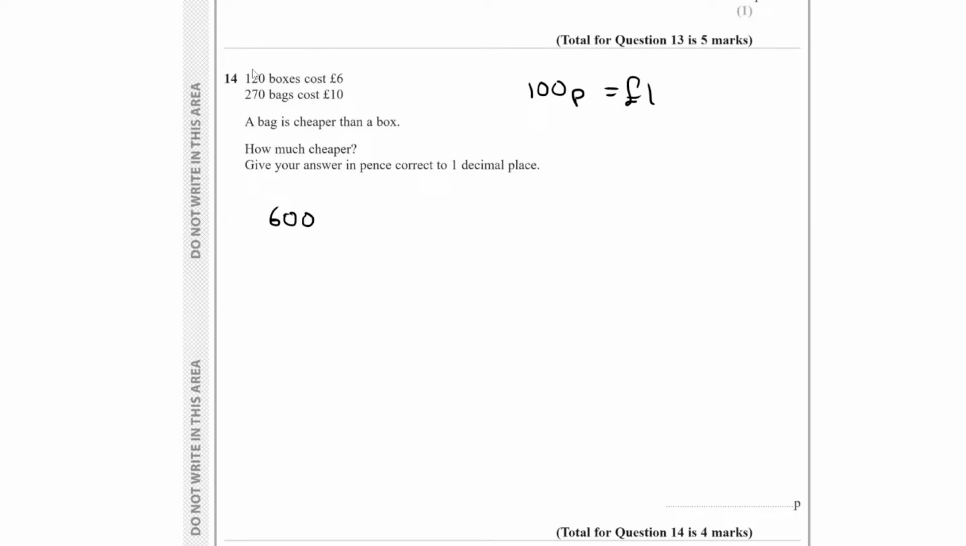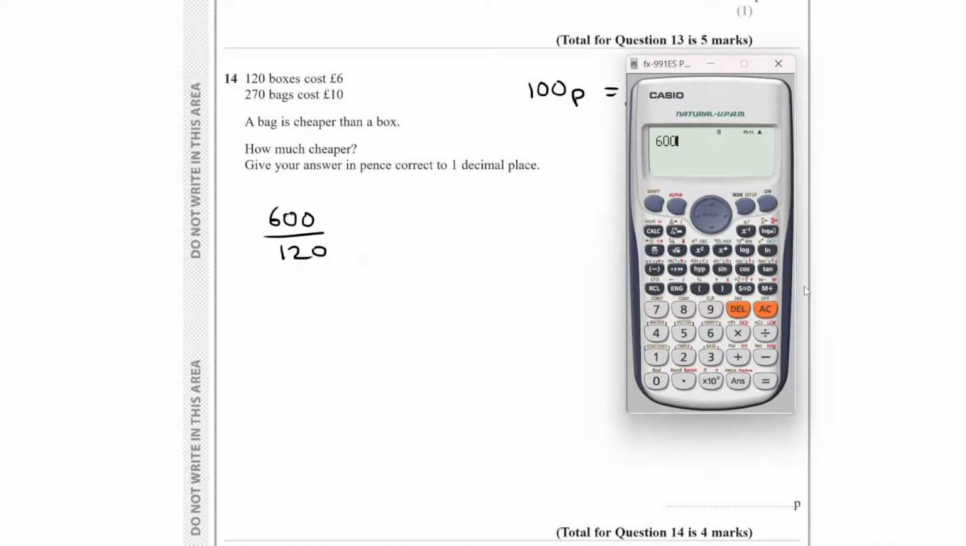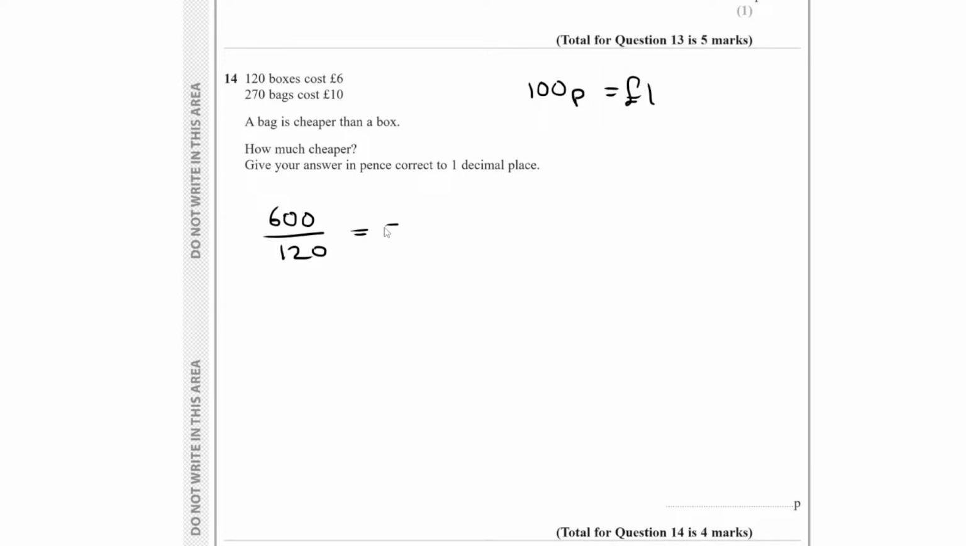Now, I want to see how much one box costs, not 120. So I'm going to divide that by 120. 600 divided by 120 is 5. Now, that was in pence, so one box costs 5 pence.